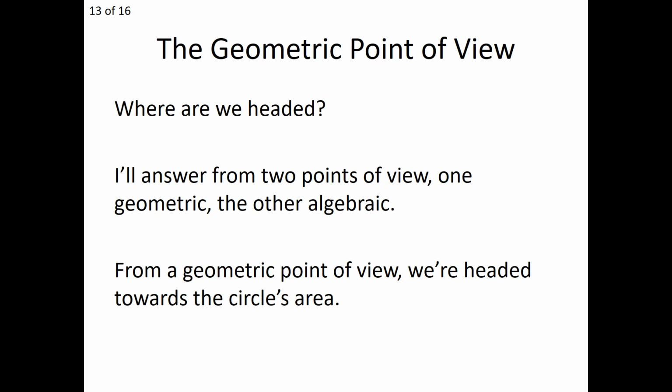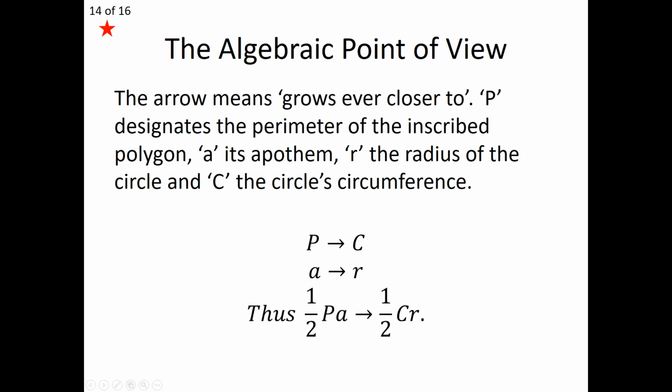So from our geometric point of view, we see that as we increase the number of sides of our polygon, we get closer and closer to filling and finding the area of our circle. So from the geometric point of view, that's what we're essentially doing, is we're approaching the area of the circle. So then what do we see as we approach the algebraic point of view?